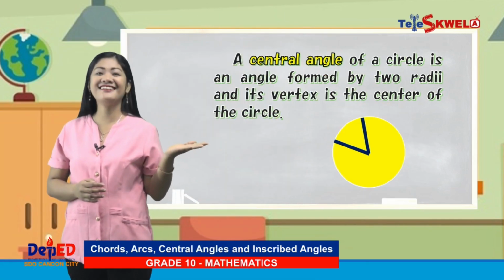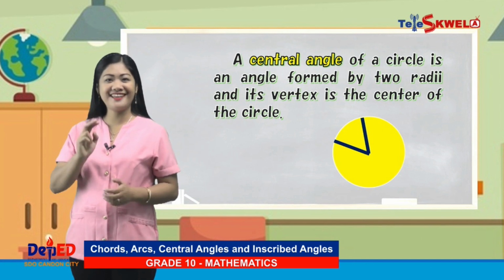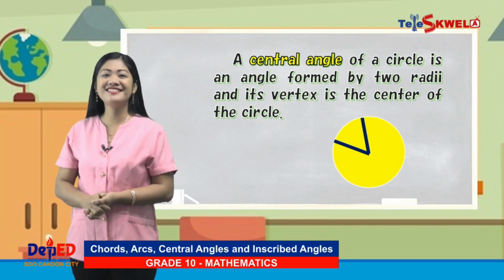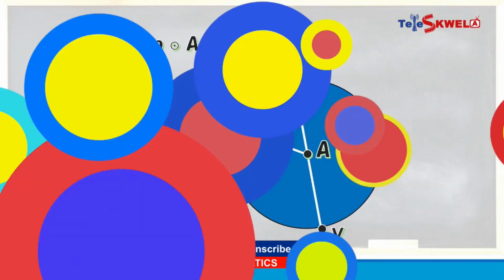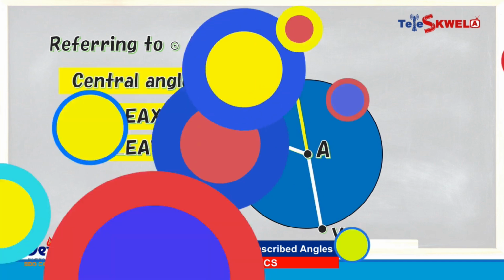A central angle of a circle is an angle formed by 2 radii and its vertex is the center of the circle. Referring to circle A, angles EAX and EAY are central angles.